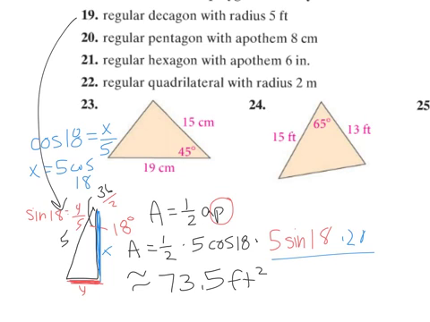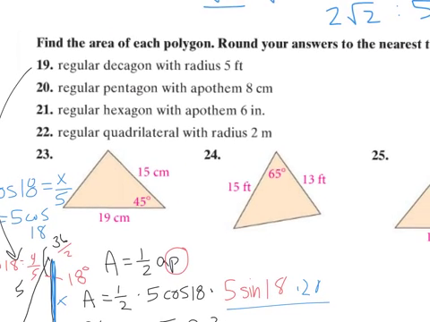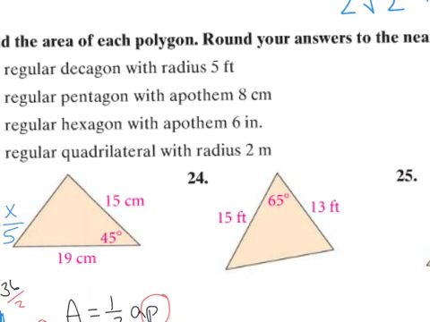And then 20. I'm just going to zoom in a little bit. A regular pentagon with an apothem of 8. So again, I'm not going to draw the big triangle or the pentagon, but I know this is 8. And I know this angle is 360 divided by 5 divided by 2. So it's going to be 36. And you need to figure out what x is to get what the perimeter is.